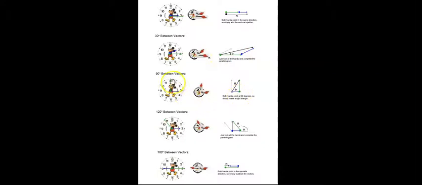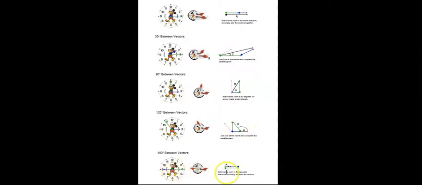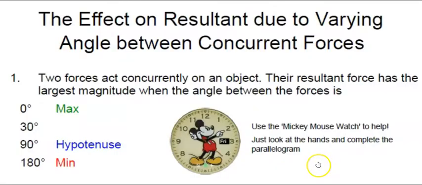Then tilt it some more, say to 90 degrees, and we have the hypotenuse. Then tilt it a little further beyond that, say to 120 degrees, and you have to use the parallelogram method again. And when you do, you get an even shorter resultant. And then finally at 180 degrees, you simply subtract the two vectors. And that's how we use a Mickey Mouse watch to help us determine the magnitude of the resultant between two force vectors, or really any other vectors, when the angle changes from 0 degrees, which is the maximum, all the way to 180 degrees, which is the minimum.